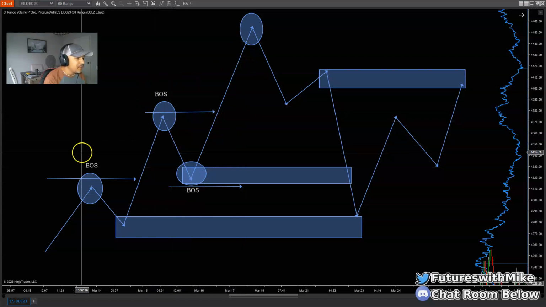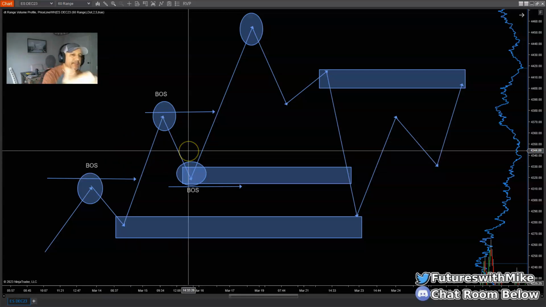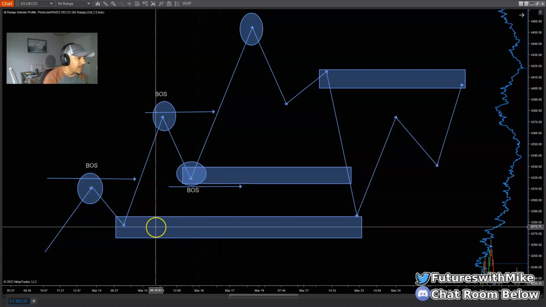okay? That broke through areas of structure. The banks or the institutions are the driving force behind the massive moves, okay? And the way they do it is they pack on lots of orders that push the market or skyrocket it higher when we're talking about price making higher highs and higher lows, okay? So we want to be buyers when the market pulls back to these key essential areas of demand.